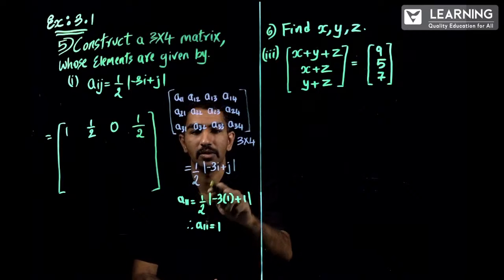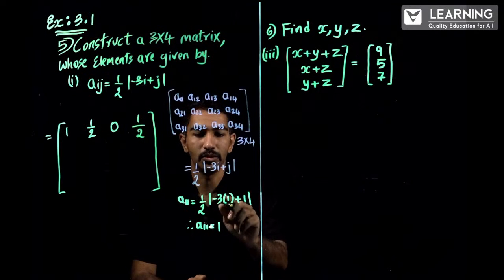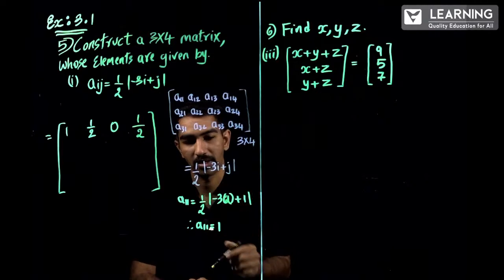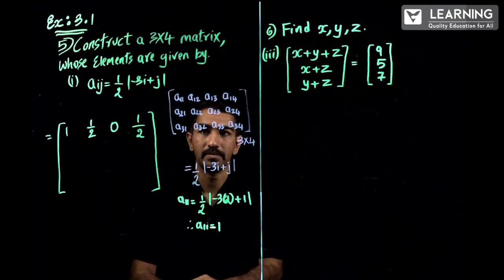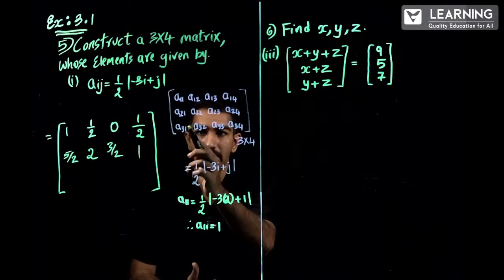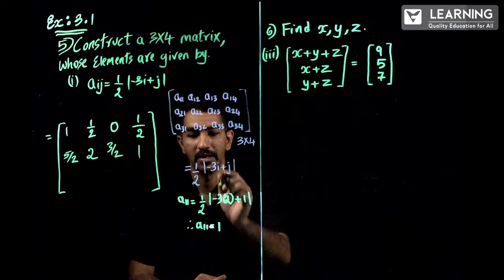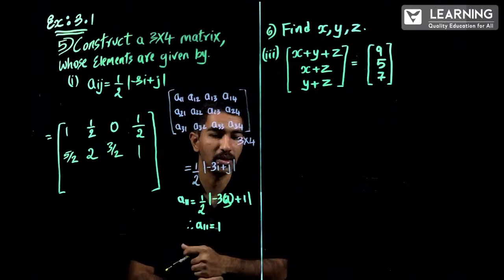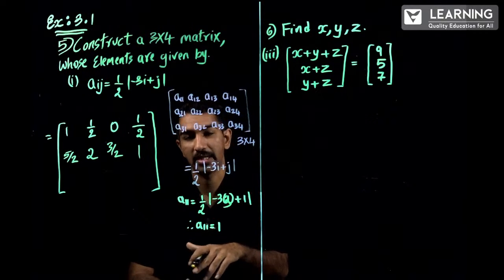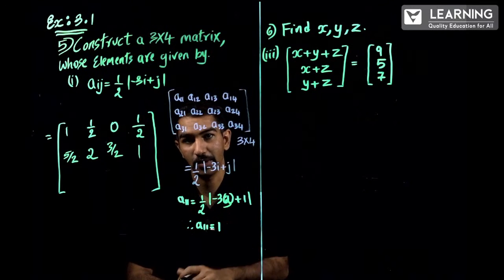Now coming to the second row. So minus 3 into 2. So here we will write 2 now. That's all. So minus 3 into 2 is minus 6. Minus 6 plus 1. Next, students, last row, A31. Minus 9 plus 1. So that will be equal to how much? Minus 9 plus 1 is minus 8. Mod of minus 8 is plus 8. Plus 8 divided by 2, 4.